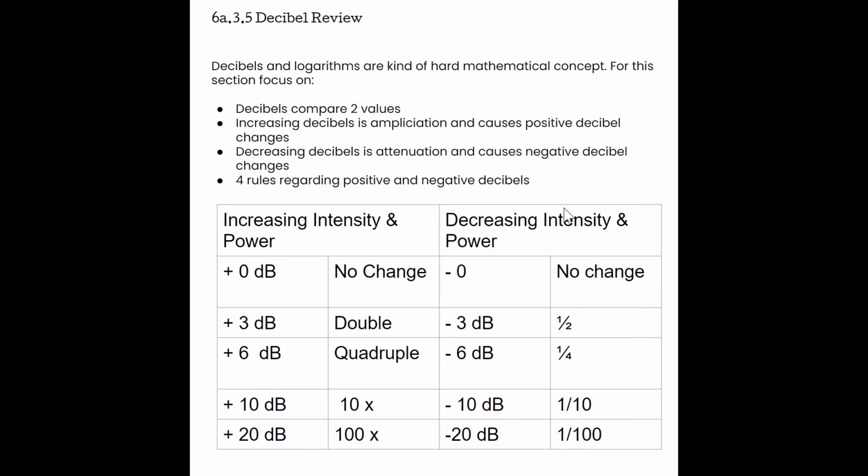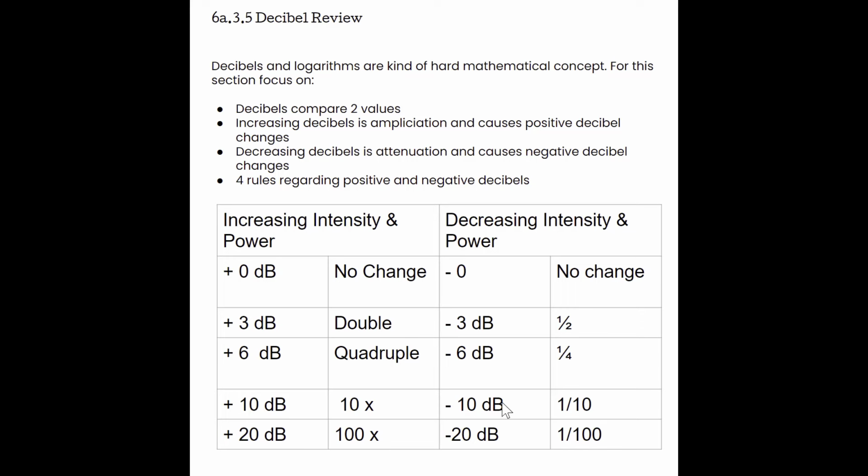And lastly, remember the four rules regarding the positive and negative decibels. We can see that when we have a positive 3 decibel change, we are going to double the intensity. And when we have a 10 decibel increase, the new intensity and power will be 10 times stronger. Opposite of that then, when we have a negative 3 decibel change, we will see the new intensity be half as strong.